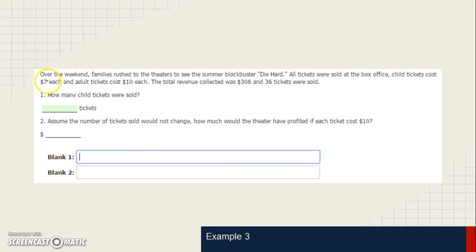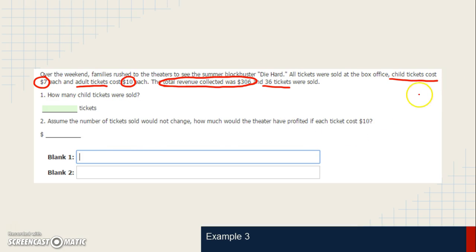This will be our last one for today. So over the weekend, families rushed to the theaters to see Die Hard. What a great film. All tickets were sold at the box office. Child tickets cost $7 each. Adult tickets cost $10 each. And the total revenue collected was $306. The total number of tickets sold was 36. How many child tickets were sold?